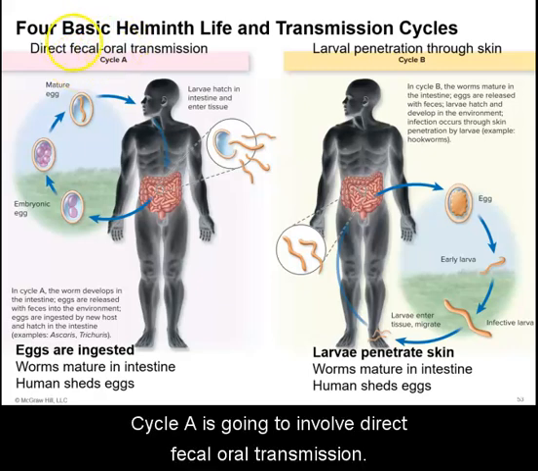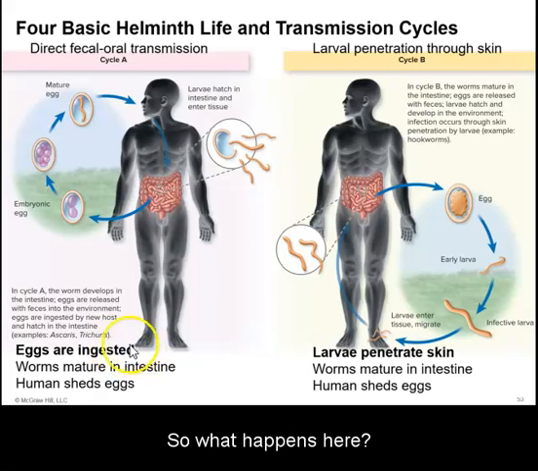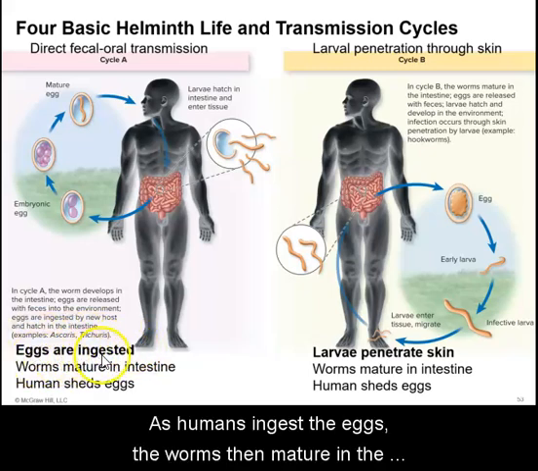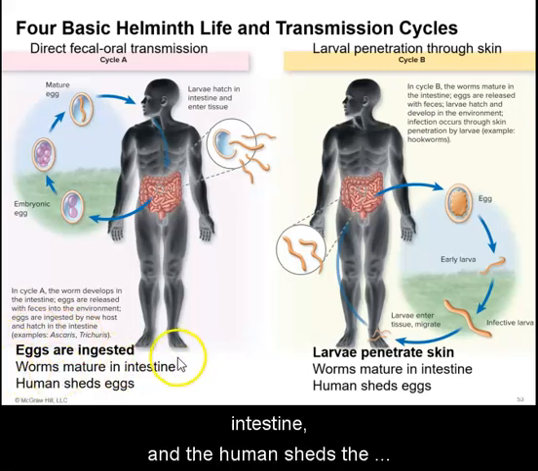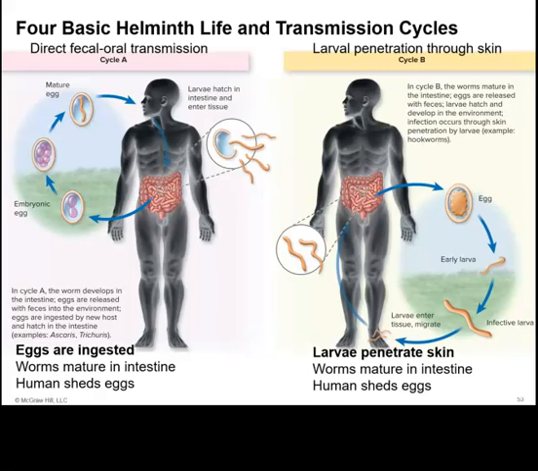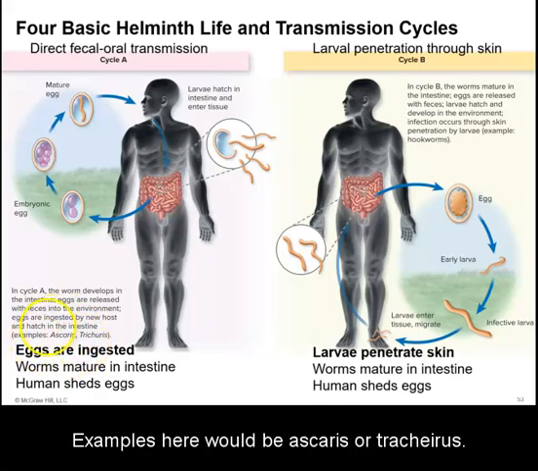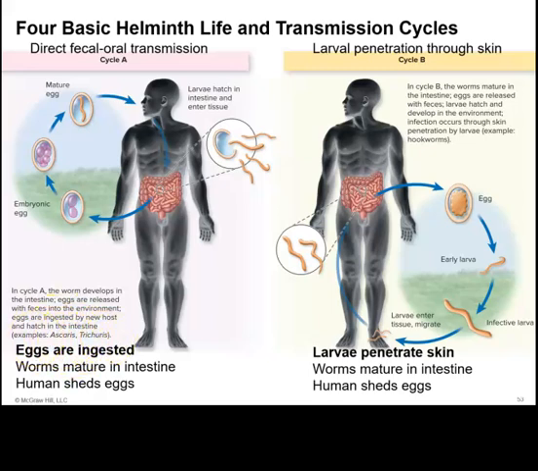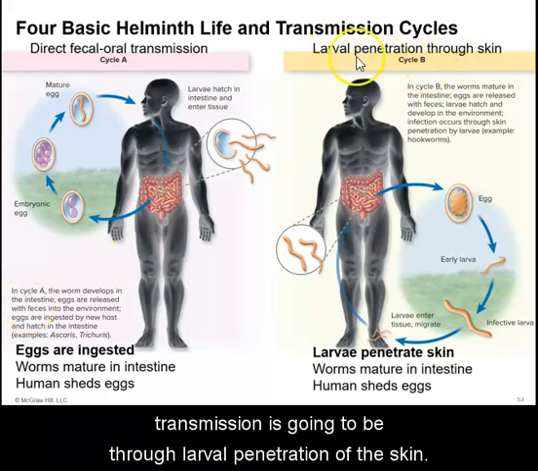Cycle A involves direct fecal-oral transmission. Humans ingest the eggs, the worms then mature in the intestine, and the human sheds the eggs in the feces, and the cycle can start over again. Examples here would be Ascaris or Trichuris.